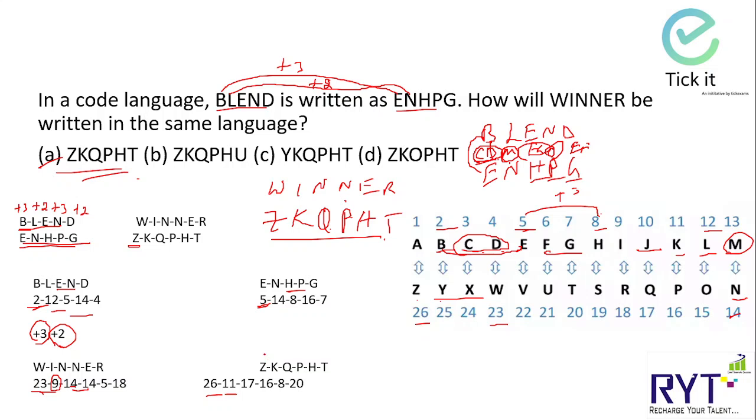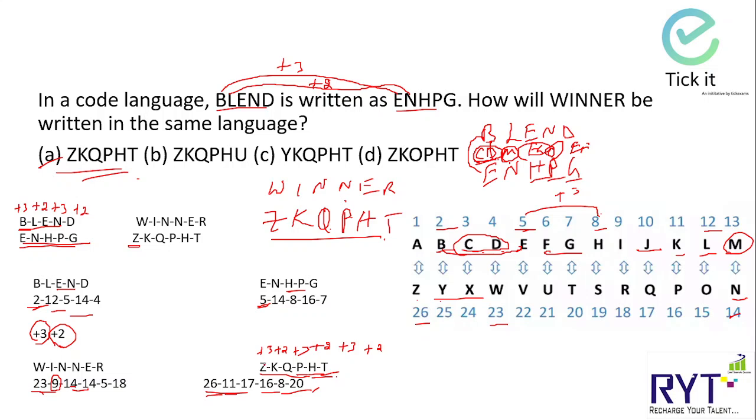Okay. So first one is plus 3, second one is plus 2, third one will be plus 3. So third one is N. N plus 3 is Q. Fourth letter is also N, but now we have to do plus 2 only. So N becomes P. Fifth letter is E, which is plus 3, so E becomes H. R plus 2 becomes T. So 26, 11, 17, 16, 8, 20 are the numbers you get. ZKQPHT is the answer you get.